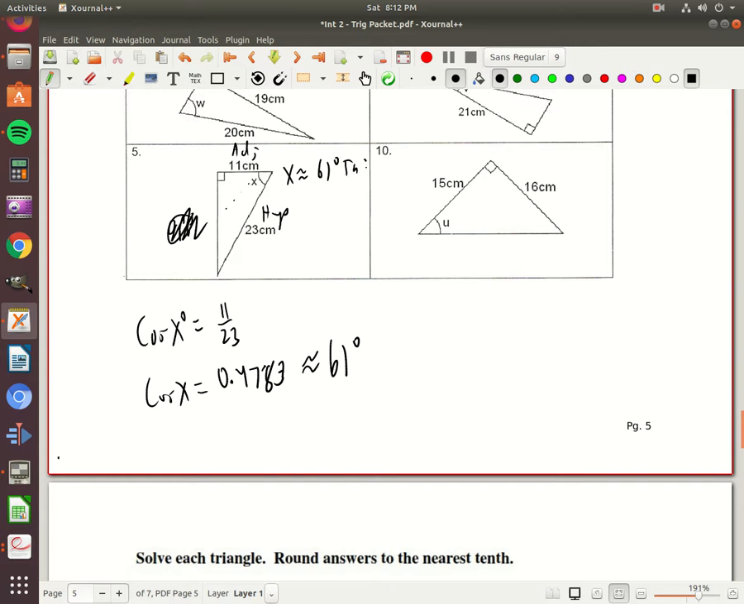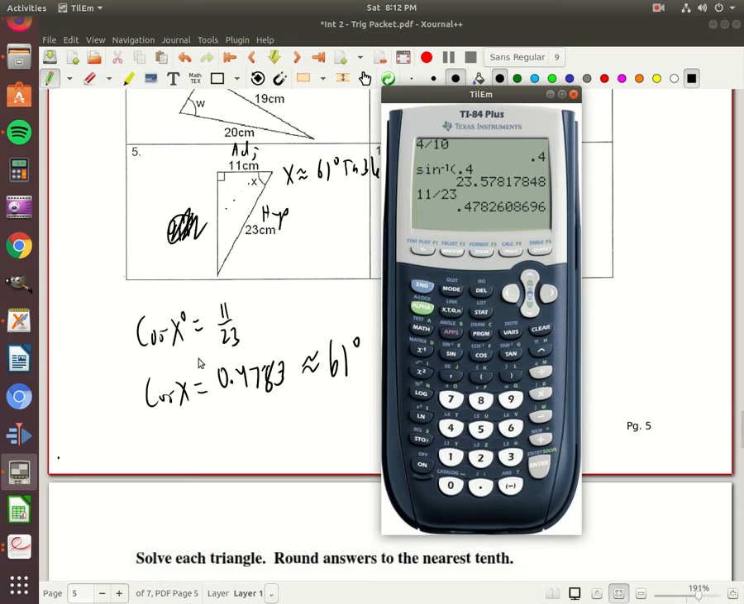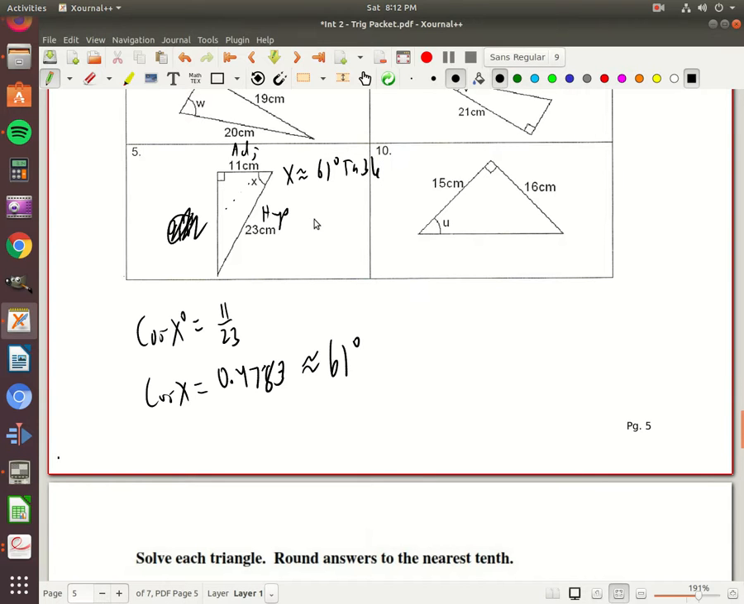That's using the table. But what if I use the calculator? I would want to know, what is the arc cosine of 0.4783? And you can see we get 61.4, so it was a little bit closer to 61 than it was to 62, and that was using the calculator. So it doesn't matter to me which ones you use, that's what we come up with. So that would be page 5.